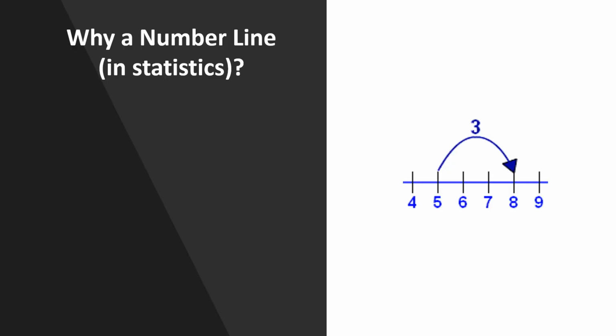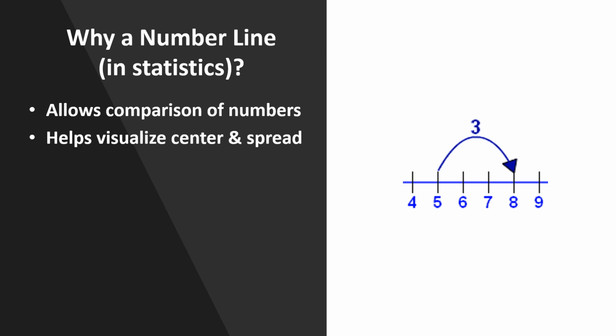Let's begin. So why do we want to use a number line in statistics? Well, a number line is a nice way of visualizing the numbers and how they relate to one another. So that will allow us to compare numbers. A number line can help us visualize what's called the center and spread of a data set. We will use z-scores in this class, and that is the distance away from the mean. And again, that can be visualized using a number line.